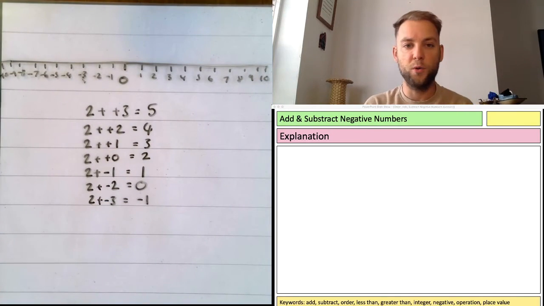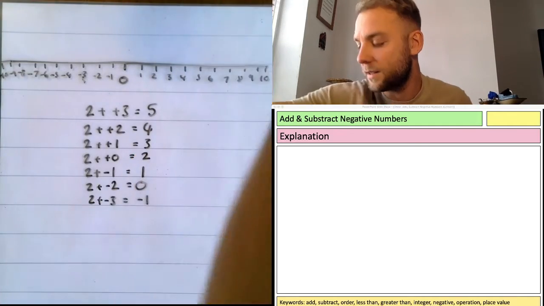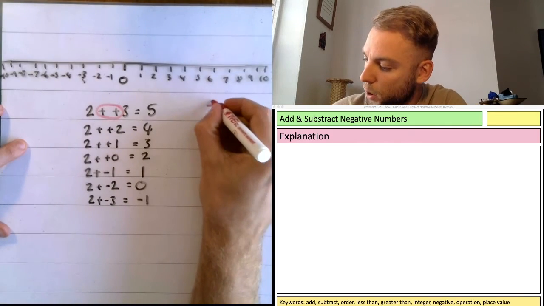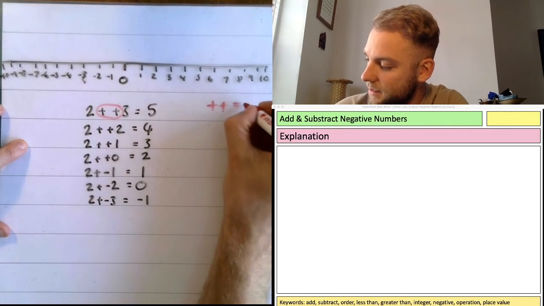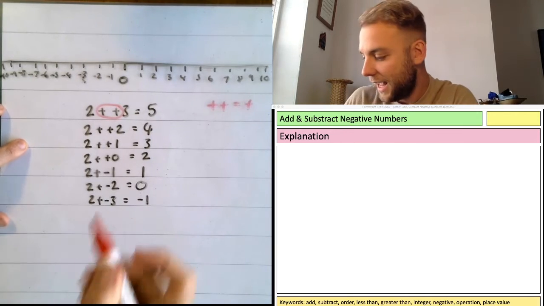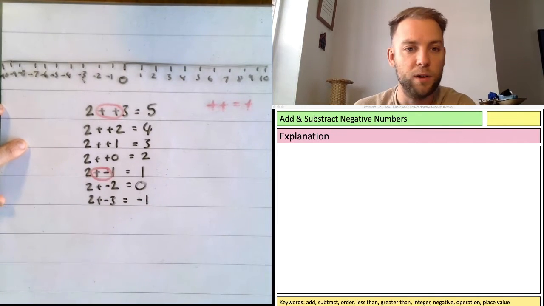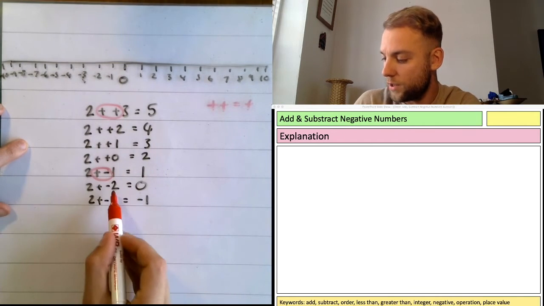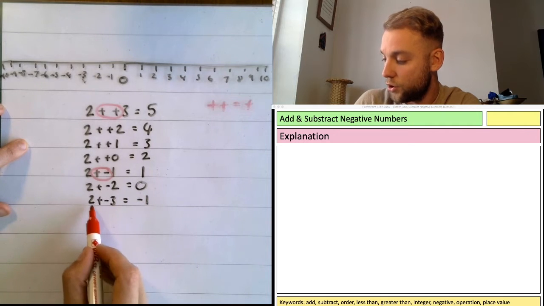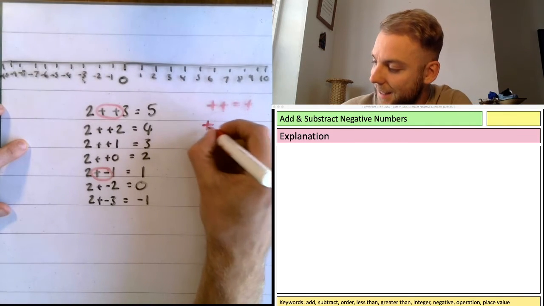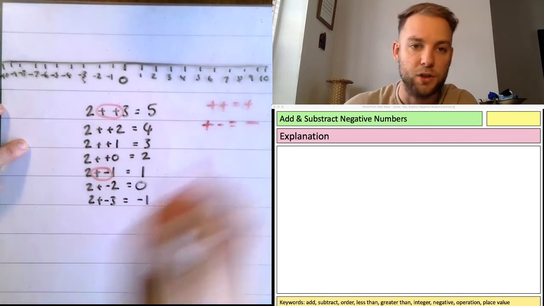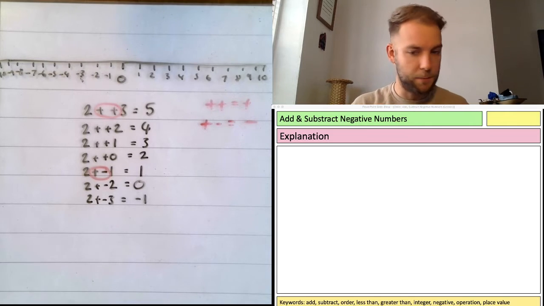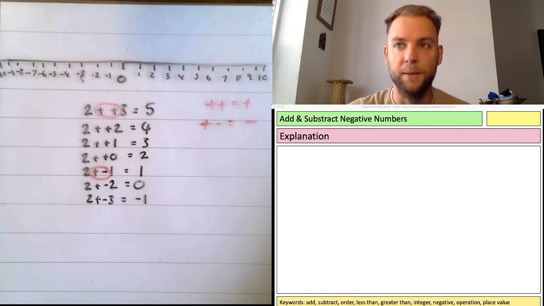Now, the thing I want to focus on here is what's happening. Here I've got two positives together, which is the same as just adding 2 plus 3. If I've got a positive plus a negative, what's happening here? Well, it's the same as doing 2 take away 1, isn't it? 2 take away 1 is 1. 2 take away 2 is 0. 2 take away 3 is negative 1. So if I'm adding a negative, this is the same as subtracting. So these are the first two of our rules. I'm just going to rub that out and carry on with our rules.